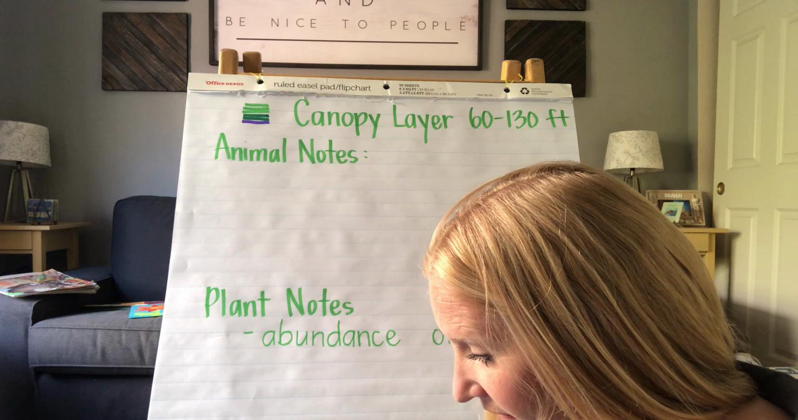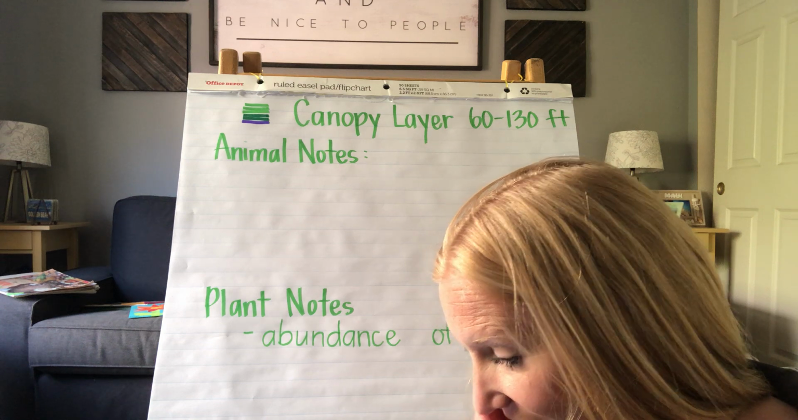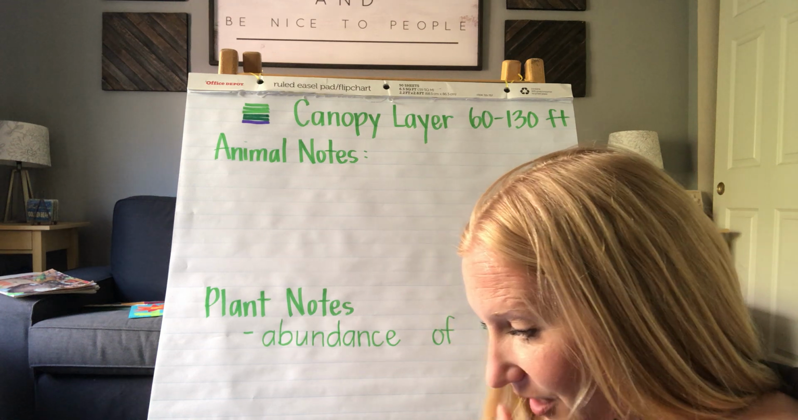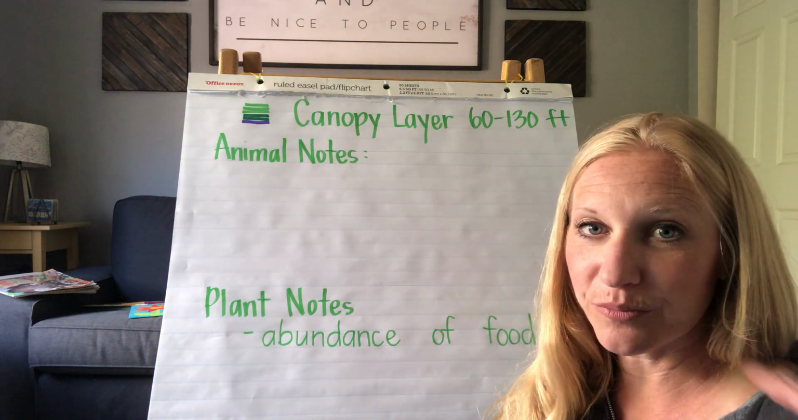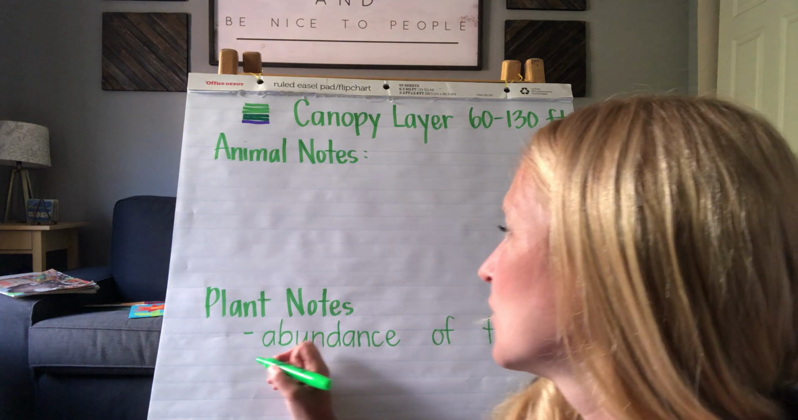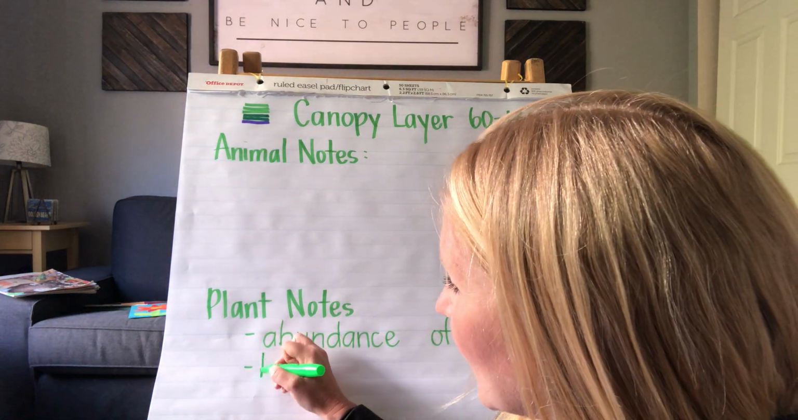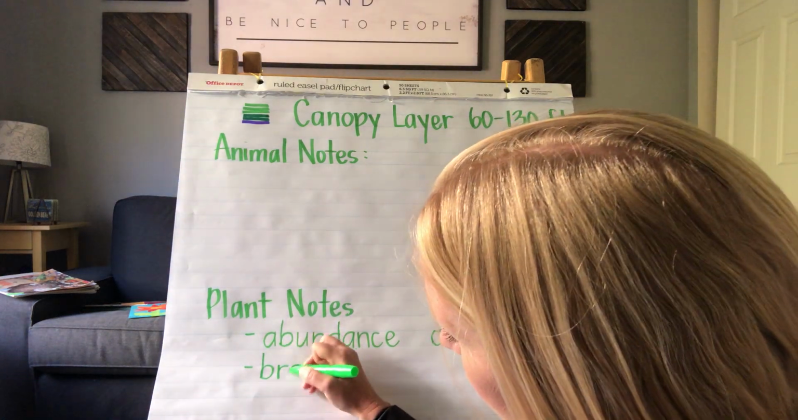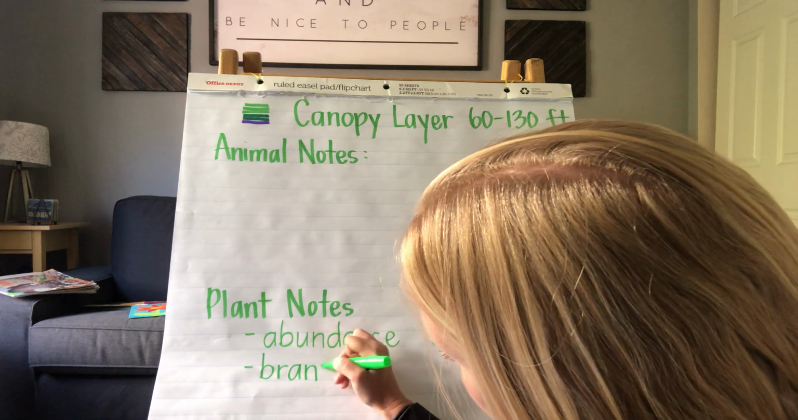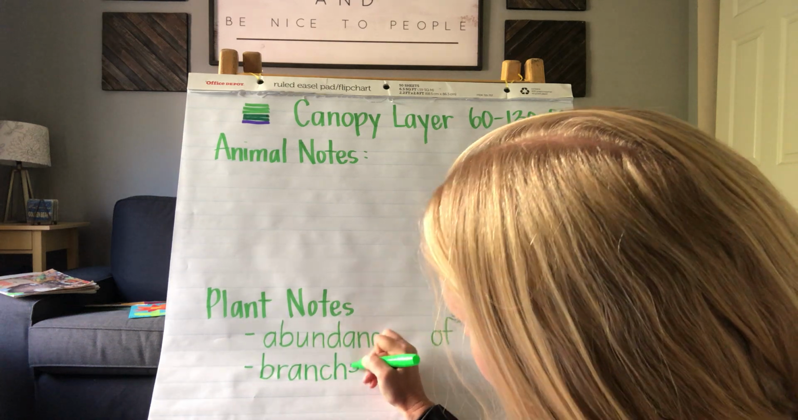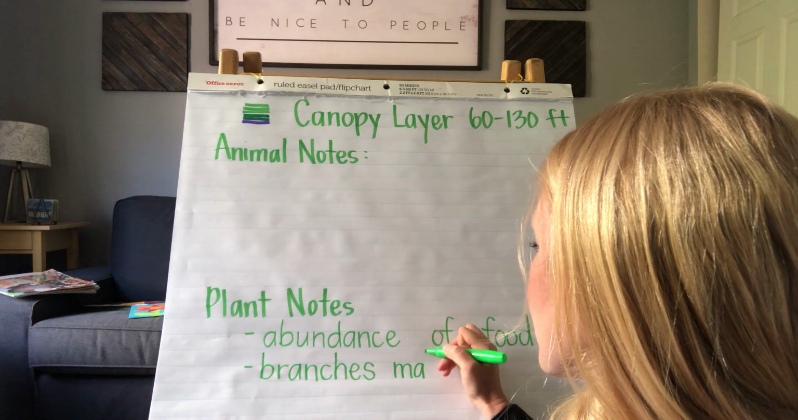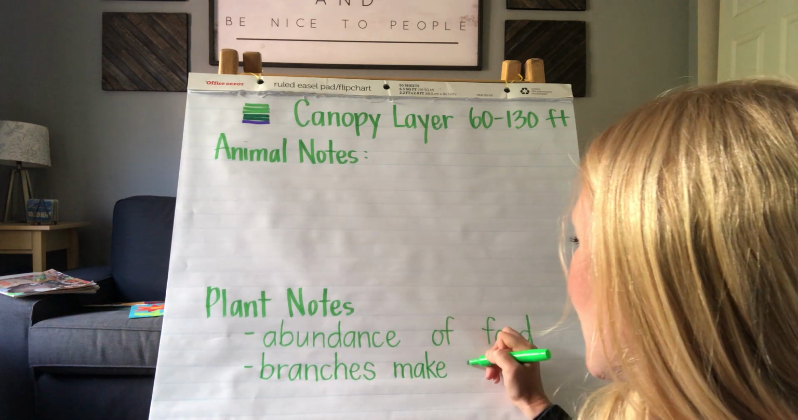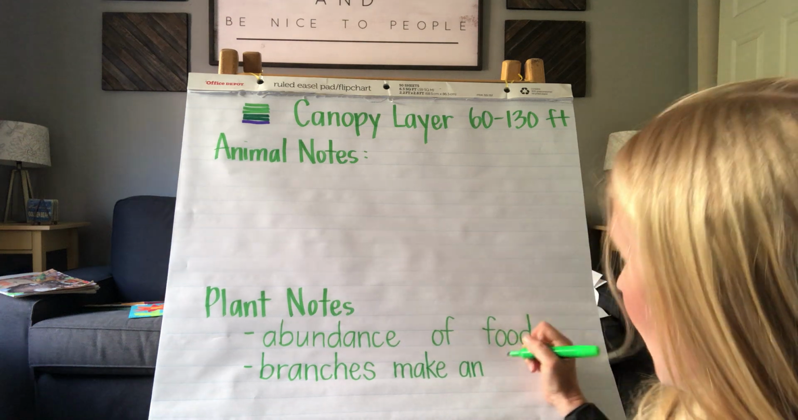The next one that I thought was interesting is that it's an umbrella shape. So the branches create an umbrella. I think that's really neat. So I'm going to write that, branches make an umbrella.